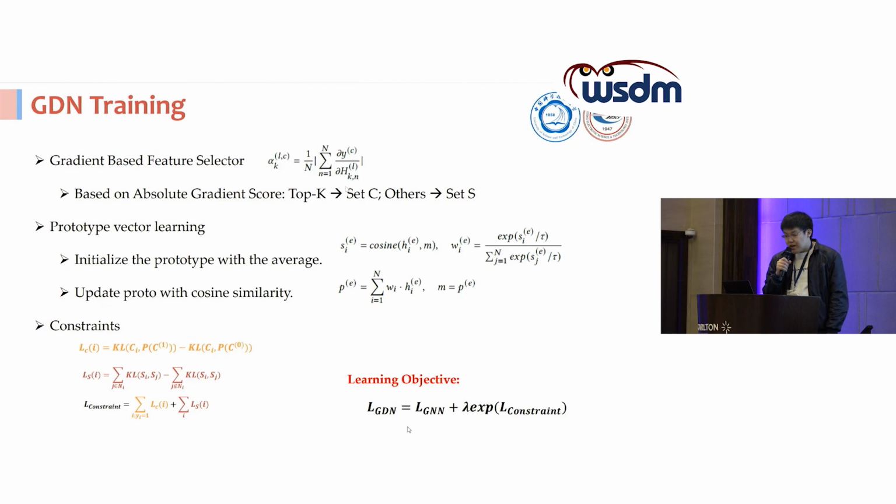We leverage KL divergence to evaluate the similarity between two distributions. And the learning objective is GNN loss plus lambda multiplied by the exponential of constraint loss. Because the constraint loss can be negative, we use the exponential to ensure the positivity of this term.